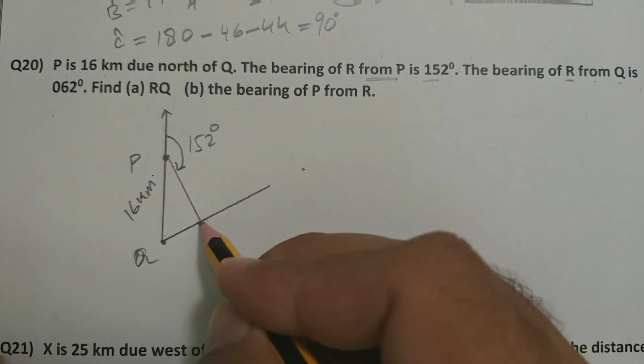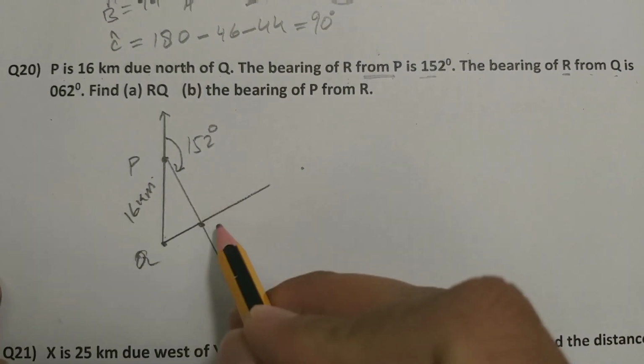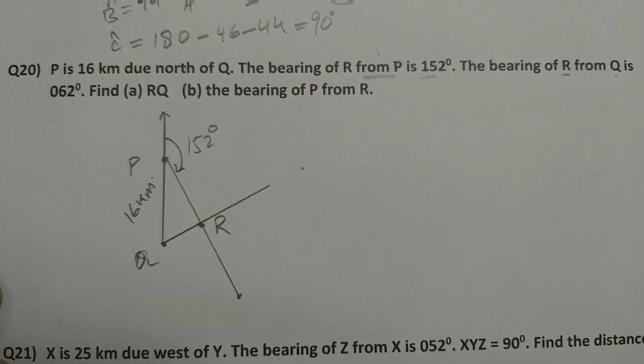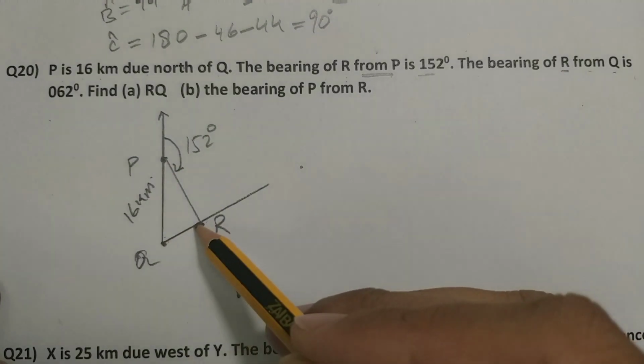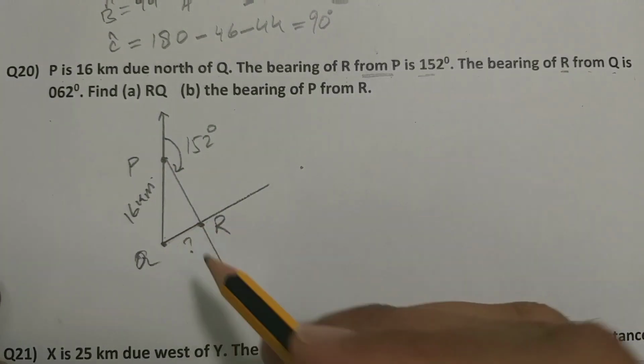So it means C somewhere here. Sorry, this is point R. Now in the first part he said find RQ. We need to find this length. This is the required length.